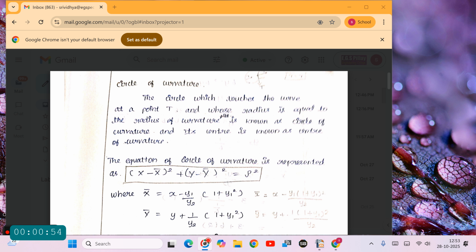Radius of curvature we already know very well. If the radius and the radius of curvature are equal, provided the circle touches the curve at a point T, its center is known as the center of curvature. The equation of the circle of curvature is represented by x minus x bar the whole square plus y minus y bar the whole square equal to rho square. Already we know that x bar comma y bar represents the center of curvature and rho represents the radius of curvature.